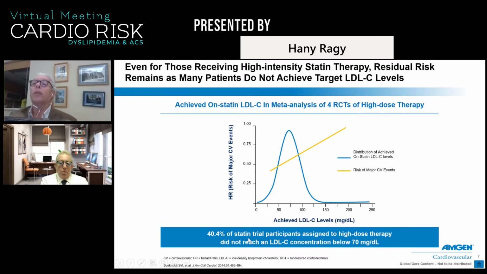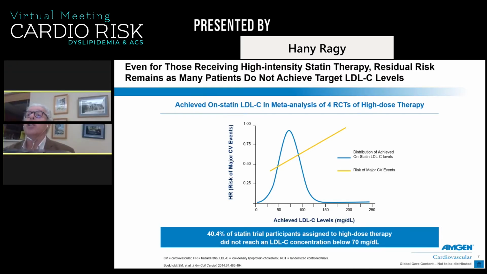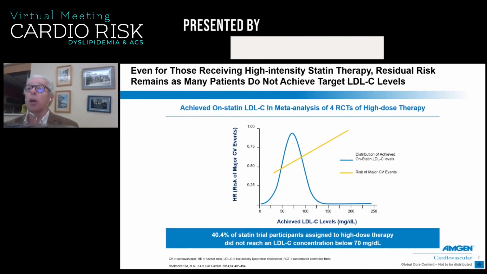So 40% of the statin trial participants, and these are not like the patients you see in your clinic, because these are seen very regularly and tested at a very high level, and the patients are very compliant with medications because they're in a trial. And yet 40% assigned to high-dose therapy did not reach an LDL concentration below 70. And mind you, now we have the new targets of 55 and 40. You can imagine that this number is probably going to double.